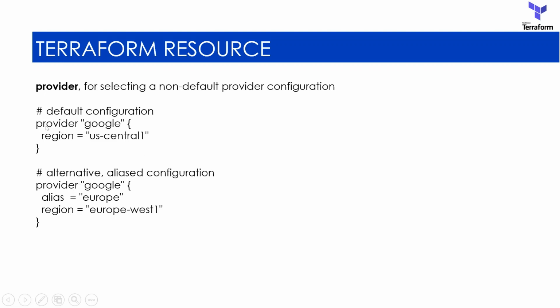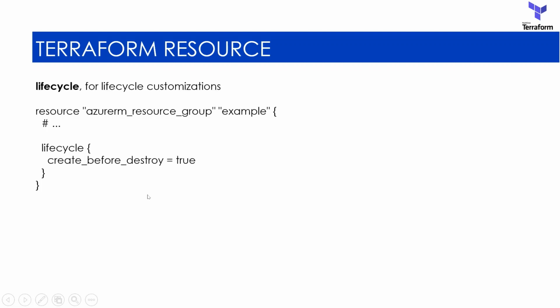After that, in a provider, we can put an alias as well. For example, we have a provider Google with a region, and we have provider Google with alias Europe and its region. So in that case, you can also provide that. Other than that, we have a lifecycle. For lifecycle customizations, in an AWS resource group, you can put lifecycle create_before_destroy true. So first it will create and then the other resource will be destroyed.